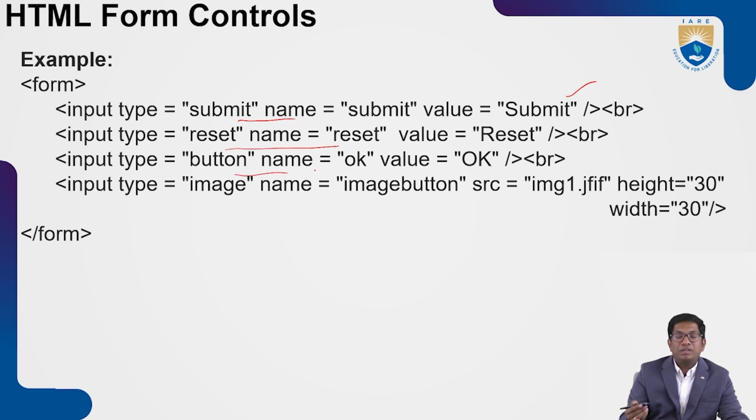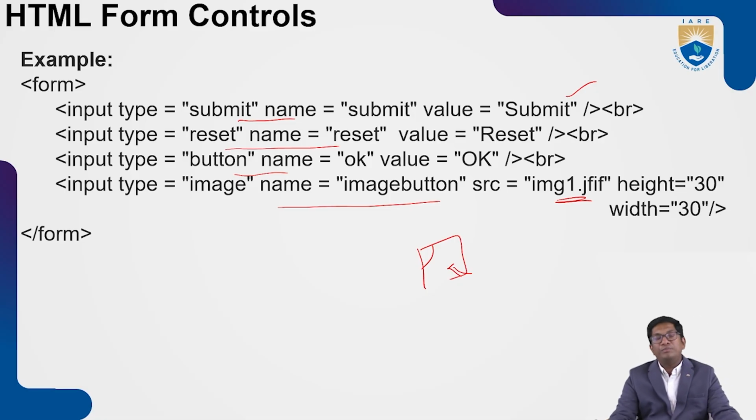Next, button, we can create our own customize button. Next, input type is equal to image. For this image we are creating that button. If you click on this button, it will do some action, or that information is sent to that action page. So that is a simple example of form button controls.